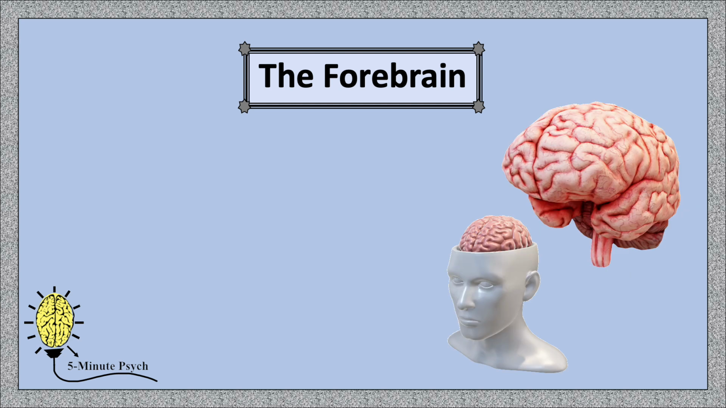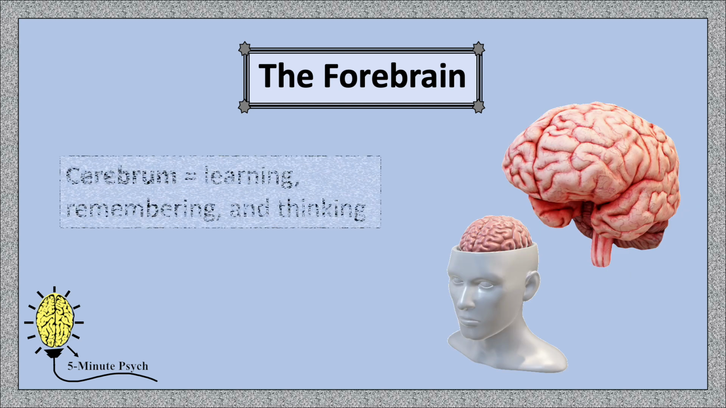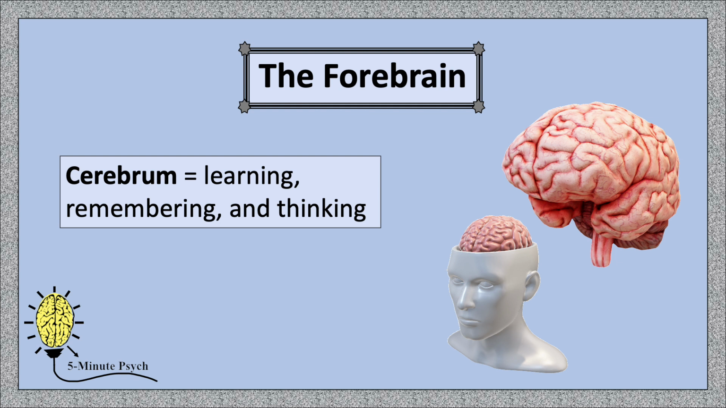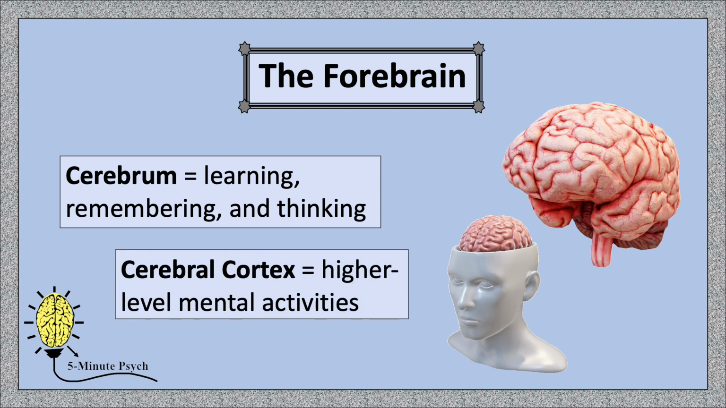Wrapped around all of these forebrain structures is the cerebrum, the largest part of the brain that's responsible for higher-level mental activities like learning, remembering, and thinking. The thin 3-millimeter diameter outermost layer of the cerebrum is called the cerebral cortex, made up of layers of neurons. It's made up of 4 lobes in each hemisphere and processes much of our higher-level mental activities.